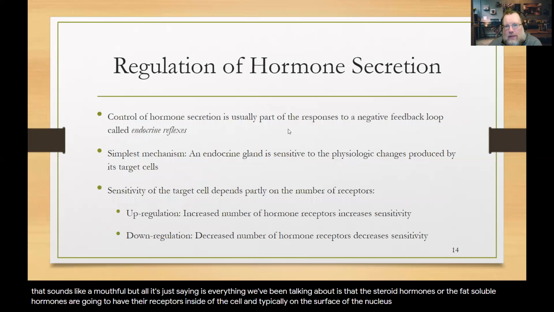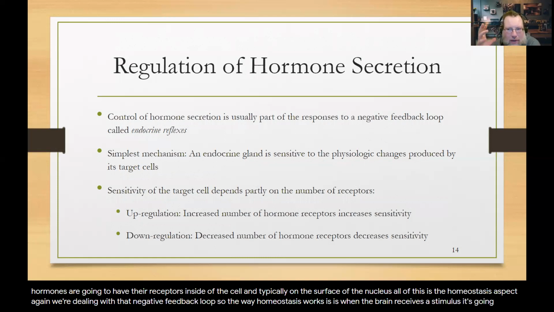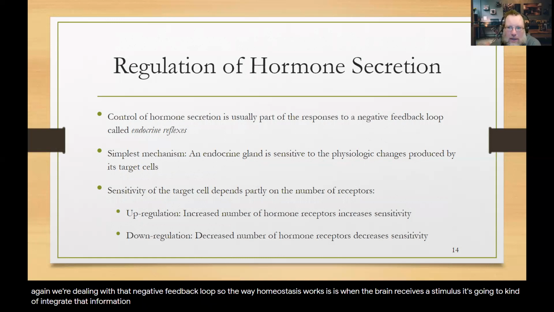Okay, and all of this is the homeostasis aspect. Again, we're dealing with that negative feedback loop. So the way homeostasis works is when the brain receives a stimulus, it's going to integrate that information, determine what to do, and elicit or send out a response. And typically the response is going to go against the stimulus.